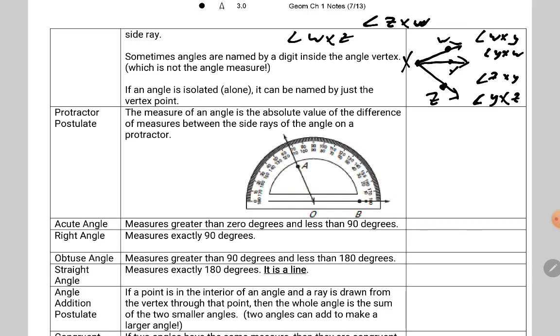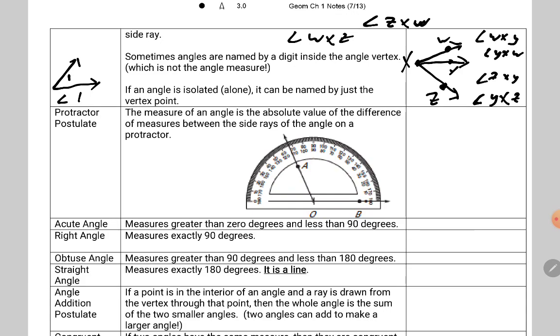Sometimes, if you look to the left over here, in angles there are no points or nothing. They just give you an angle and then they say 1 here. So that would be angle 1. So those are all the different ways of naming angles.